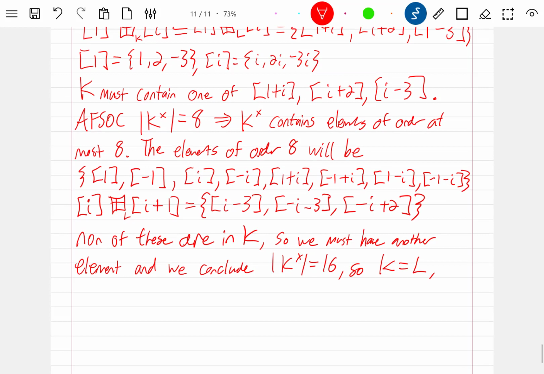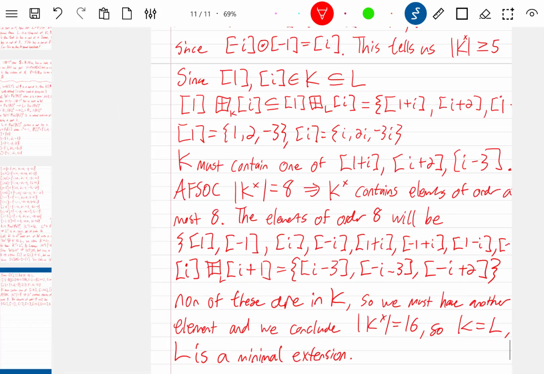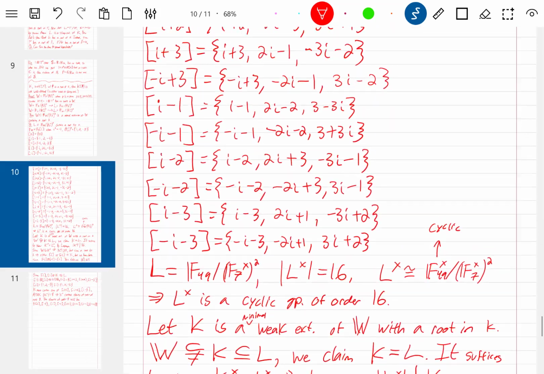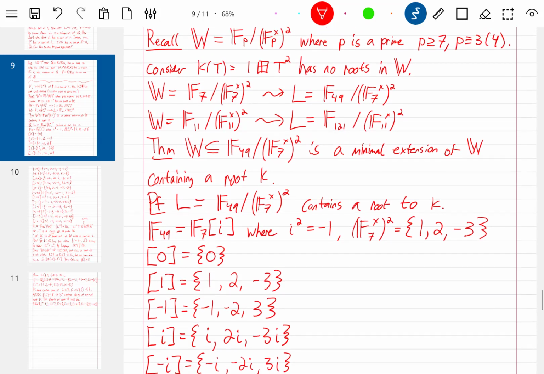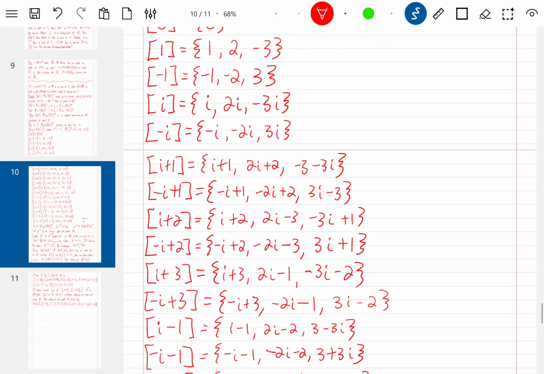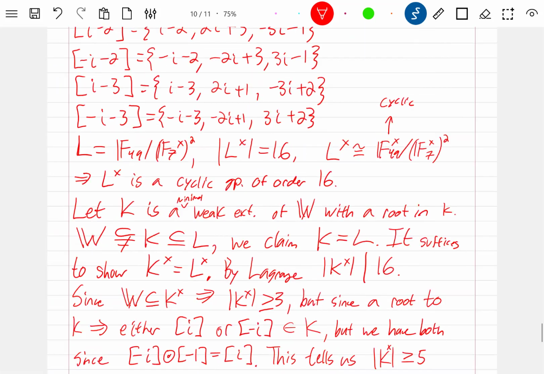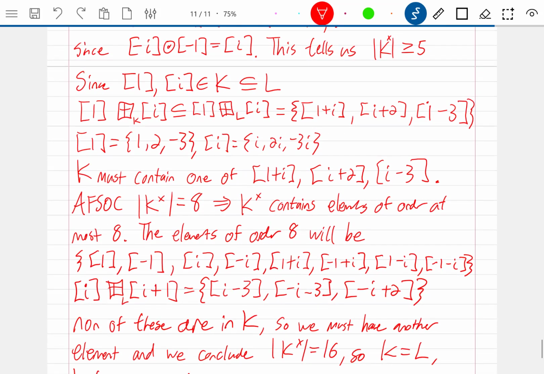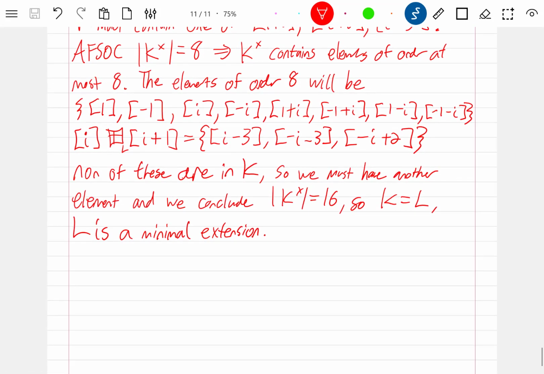That is, L is a minimal extension. So this is really much more computational: I know what my thing is, let me just write it down, and let me show, using things we know about groups, namely multiplicative groups of finite fields are cyclic, along with Lagrange's theorem, that you have to have everything here. So this gives us our minimal extension.